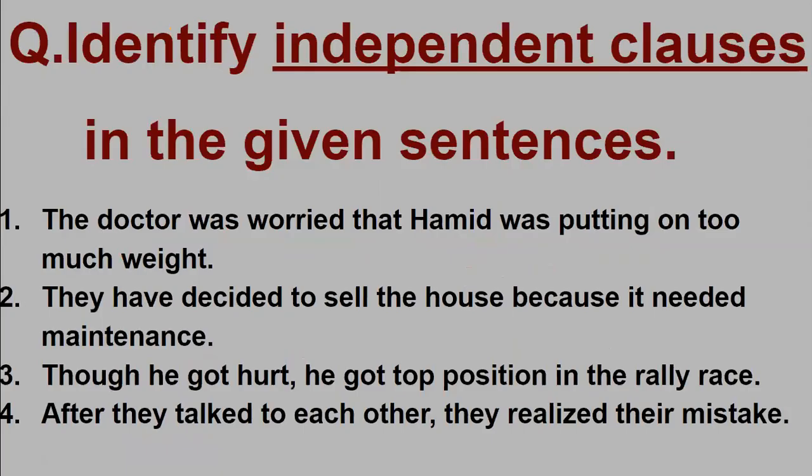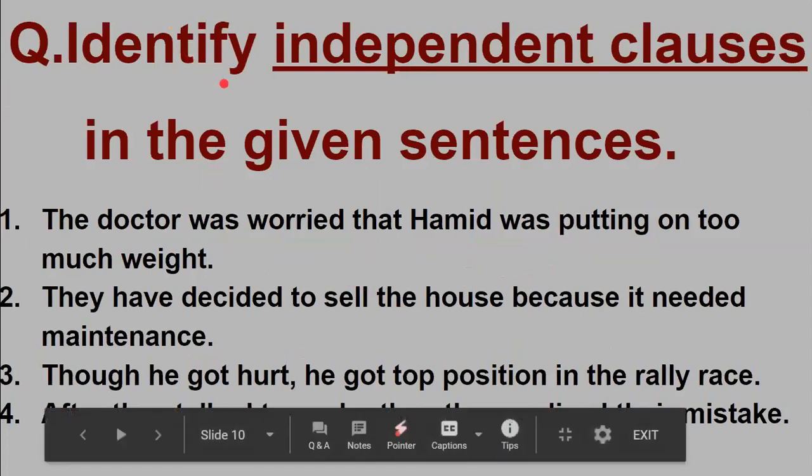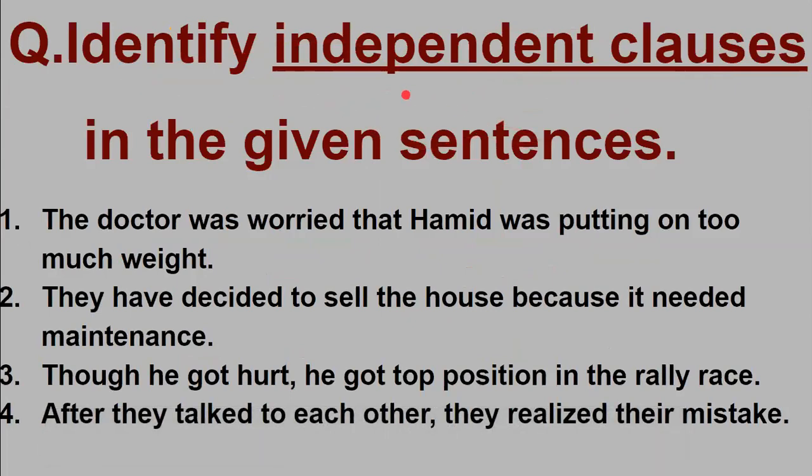So we have an activity. I have an activity for you, and it is a very fun activity. Let's go and do it. What you have to do in the activity is identify the independent clauses in the given sentences. The activity is very simple. All you have to do is find the independent clauses from these sentences. There are two clauses present in each sentence, but you have to identify, underline or highlight the independent clause.